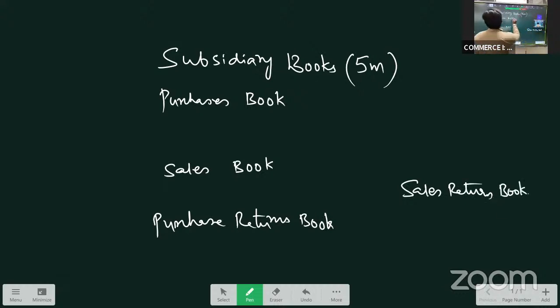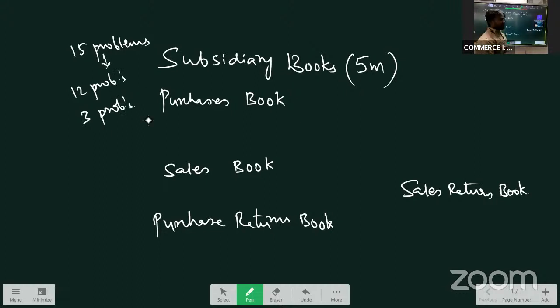In this topic, in total we have 15 problems. In our yesterday's class, we completed 12 problems. Still, we have to complete 3 more problems: problem number 13, problem number 14, and problem number 15. In today's class, we'll be completing those 3 remaining problems, and then we'll start with the first topic, opening entry or general offer, the weightage for which will be 2 marks. So let us have a recap of yesterday's class.